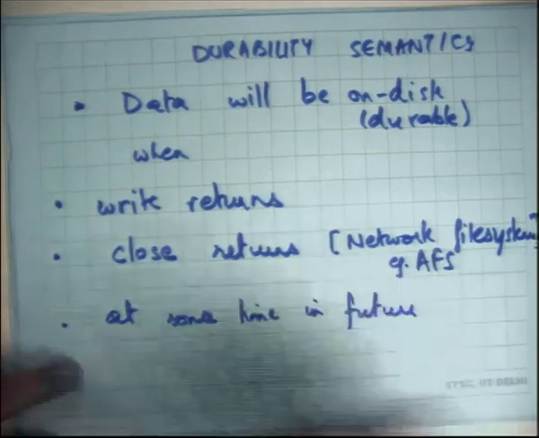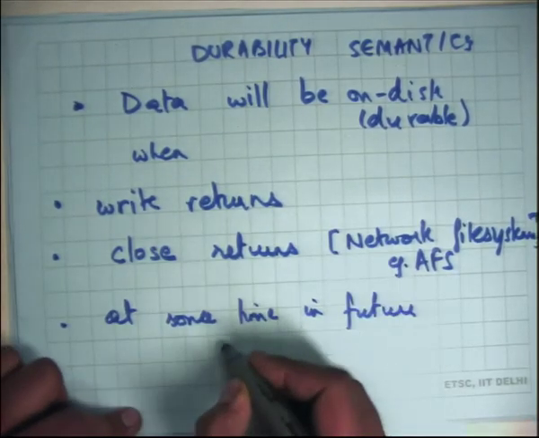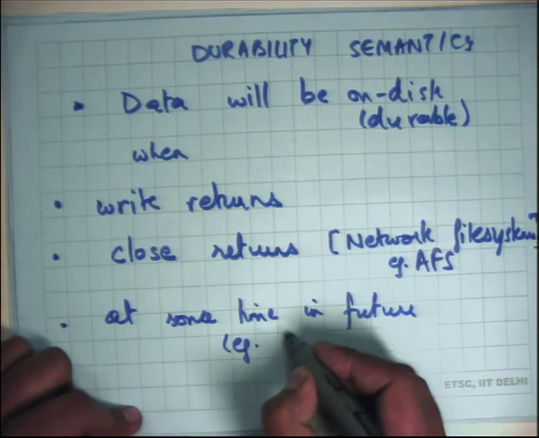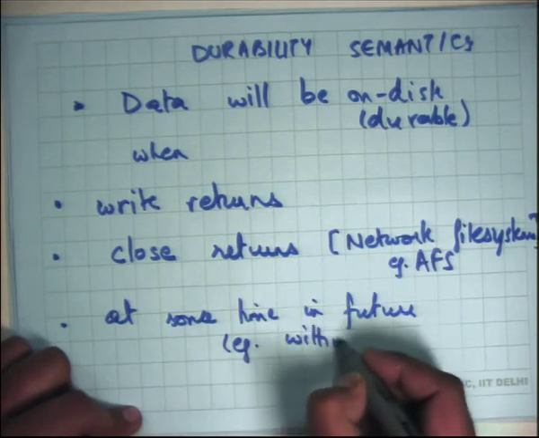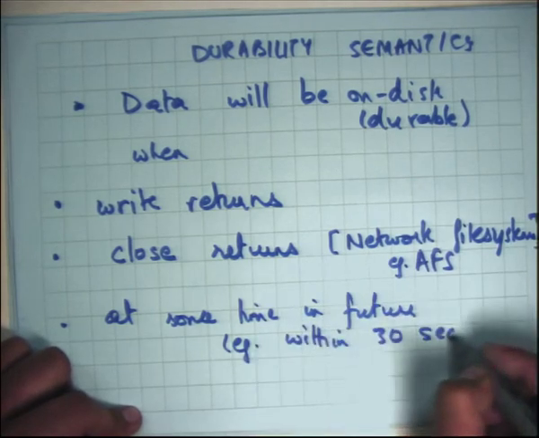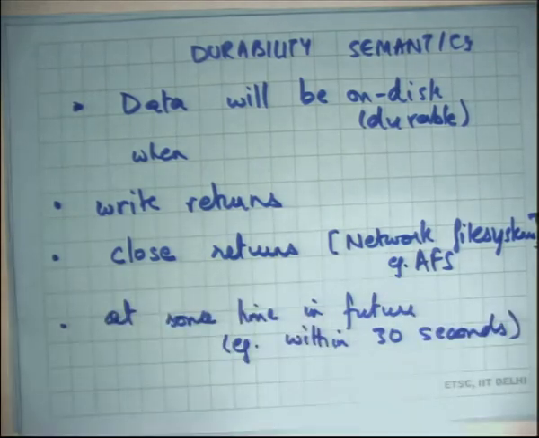So no guarantees, for example, within 30 seconds. The write may return, the close may return, but there is no guarantee that the data is actually on disk. The only guarantee is that within some bounded time, let's say 30 seconds, your data will be on disk. But if there is a power failure within 30 seconds, there is no guarantee. So this has the highest performance.